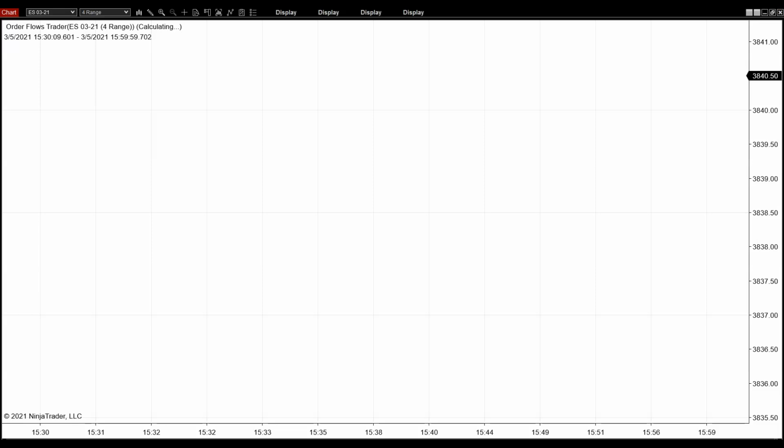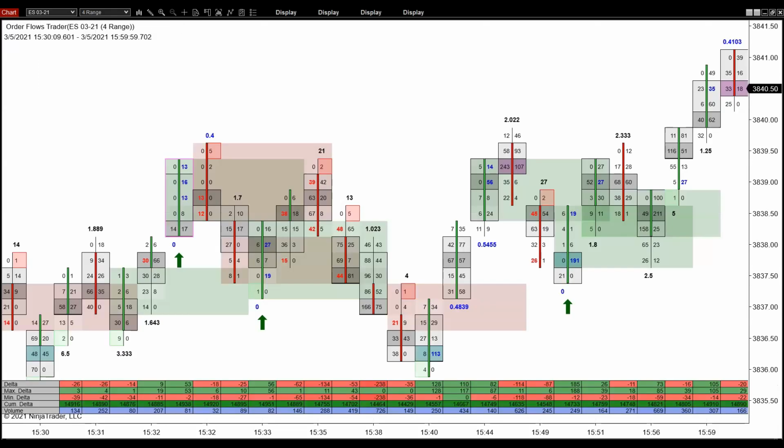As for ratios, I use the same ratios whether it's NASDAQ, bonds, or E-minis. I don't change the ratios at all.